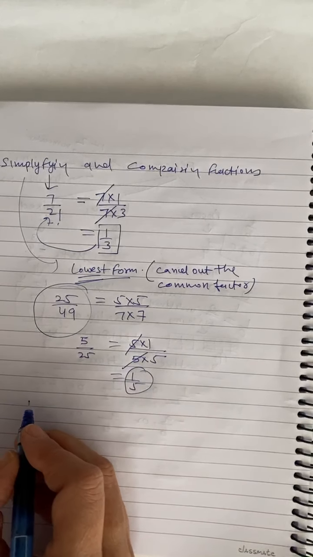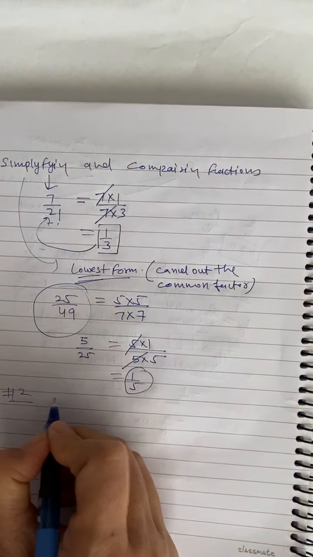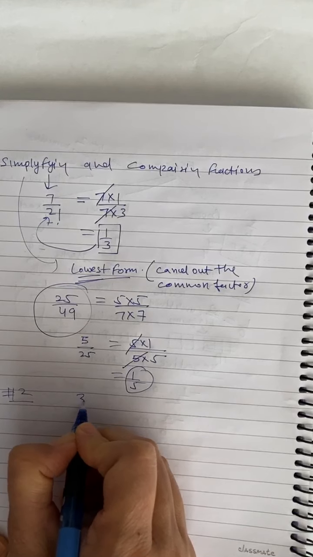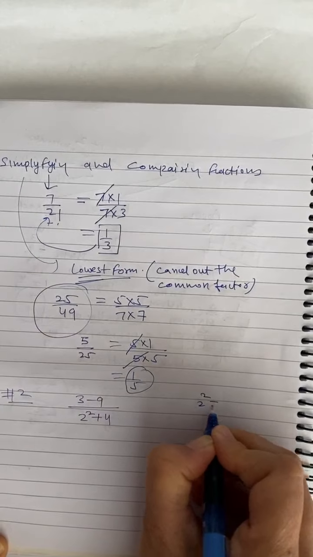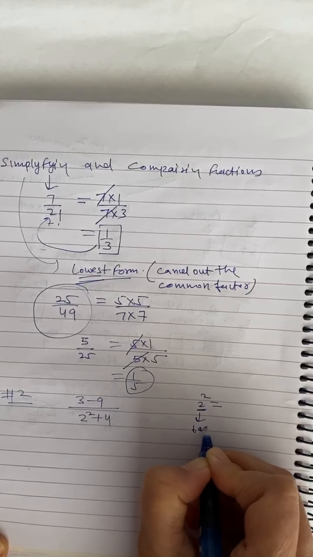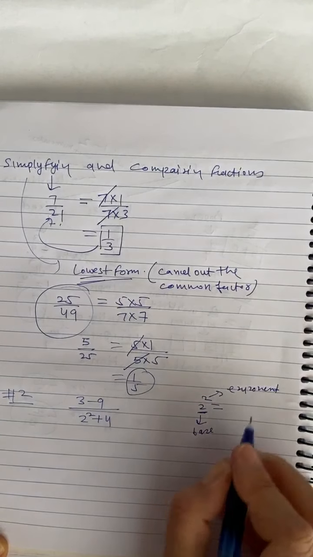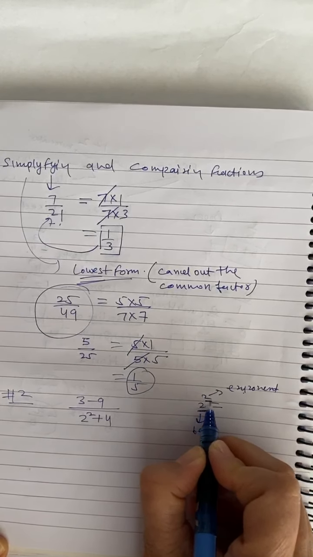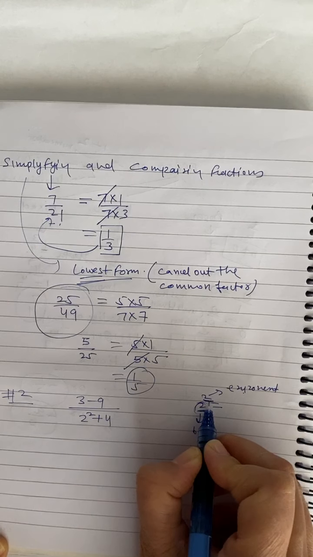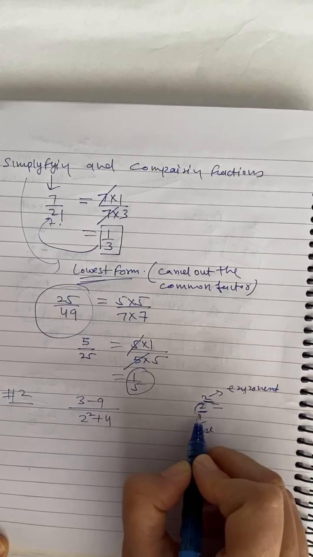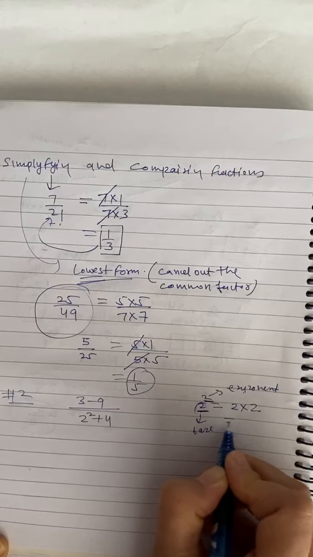The next one I want to do is, again, simplifying fractions. Another example: let's say (3 minus 9) over (2 squared plus 4). In 2 squared, this 2 is called the base and this is called the exponent. 2 to the power of 2 means the exponent tells us how many times we multiply the base. The exponent is 2, so multiply the base, which is also 2, two times. So 2 times 2 equals 4.